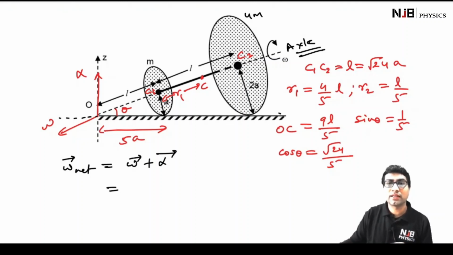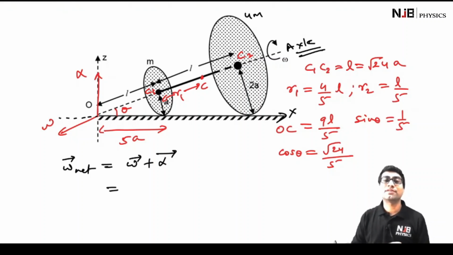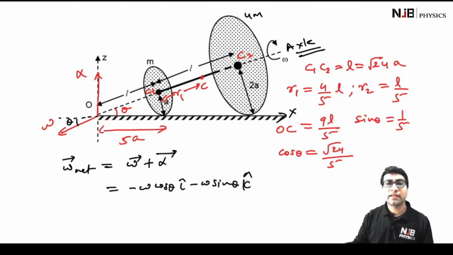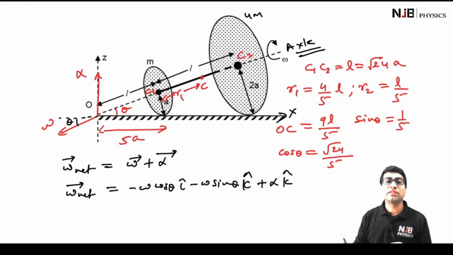Let's consider that this horizontal axis passing through O is your x-axis, and you already know the z-axis, and the y-axis is going into the plane of the paper. So we can resolve this omega vector and we can write it, because this angle is also theta, as minus omega cos theta i cap minus omega sin theta k cap, and this alpha vector can be written as plus alpha k cap. So this is going to be the net angular velocity of the entire assembly.